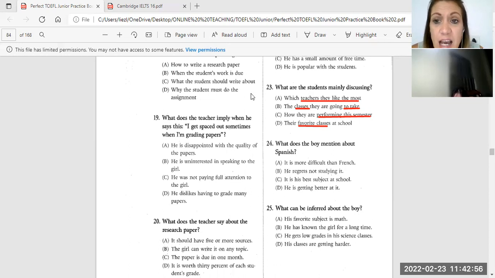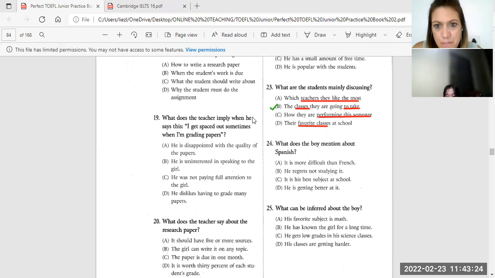Okay, what are the students mainly discussing? The teachers they like, the classes they have to take, performing this semester, and their favorite classes. B. The classes they are going to take. Yes, good. Let's read number 24 now.